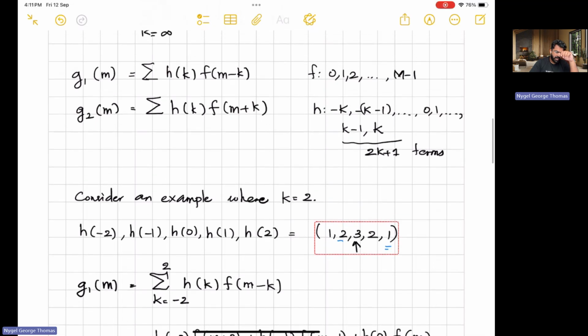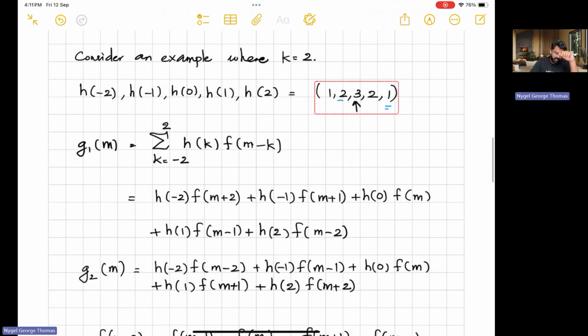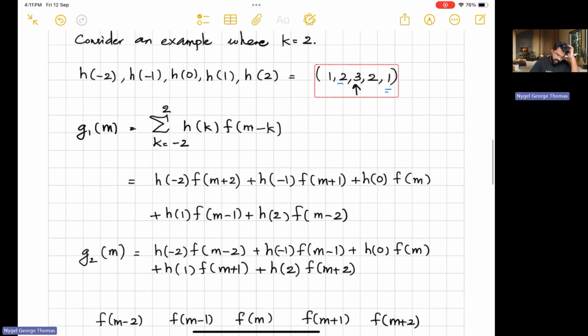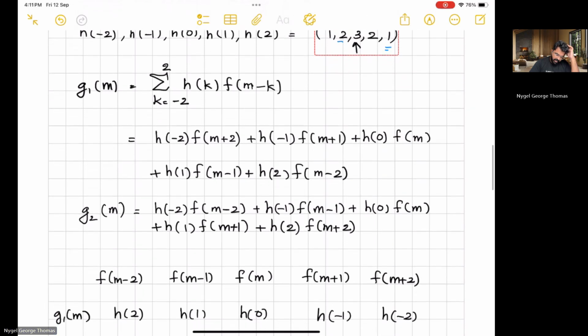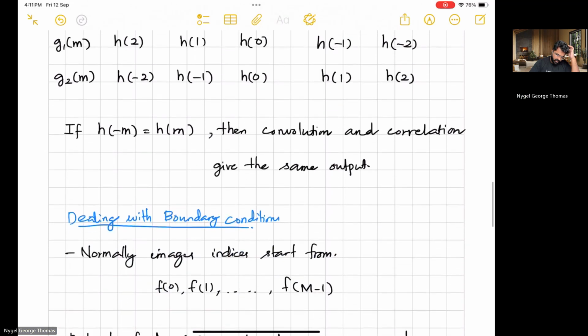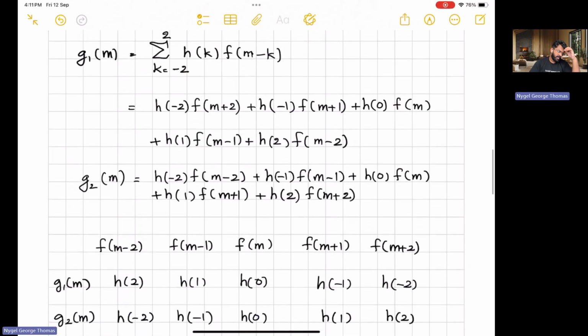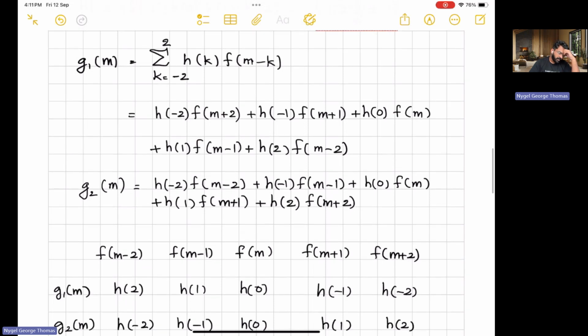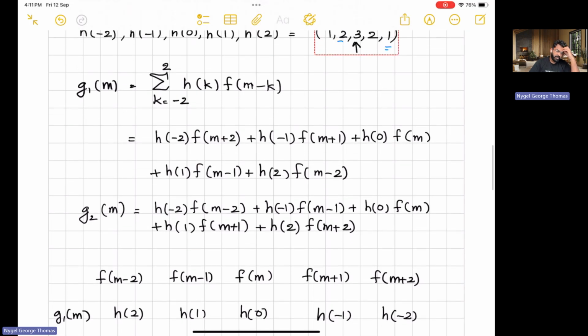Let's say f has values from 0 to m minus 1. So we have to find the value of a function at variable m. g of m is the value of the function at m. We know k varies from minus 2 to 2, so the sum over k from minus 2 to 2 of h of k, f of m minus k.